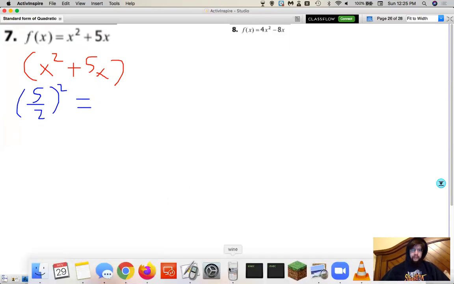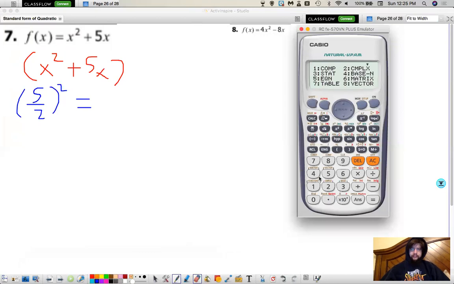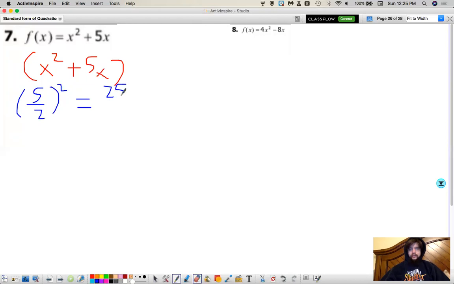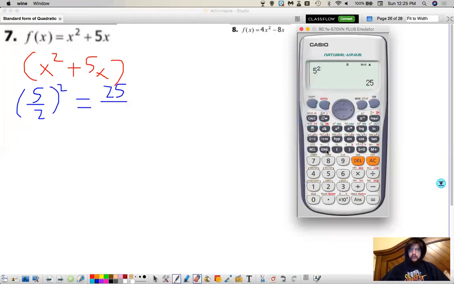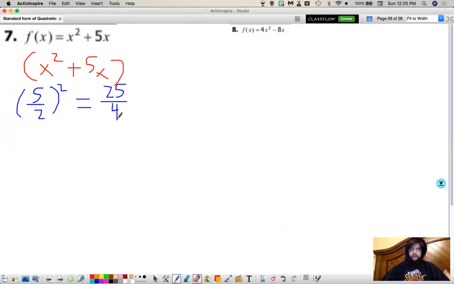So if you have a nice calculator, you can just type it in there. Let me try this. I'm not sure if it's going to square it properly or not. It does. Okay. Or if you don't have a nice calculator like this, just square your numerator. 25, that's the numerator. And square your denominator. 4, so 25 over 4. No decimals, people. Decimals are not allowed.